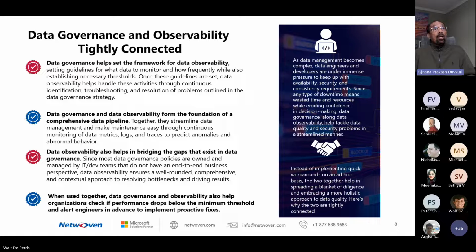That's where the complexity of data management is helped to tackle data quality and security problems by data observability. Plus, quality improves the approach with data quality and data governance. So they are hand in glove and tightly together. Data observability enhances the implementation of data governance.